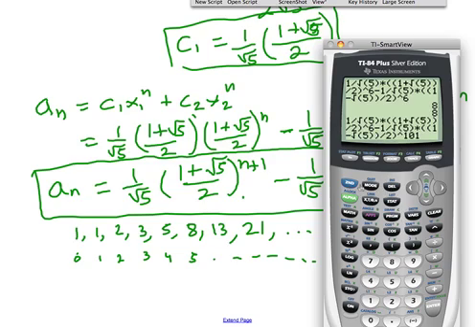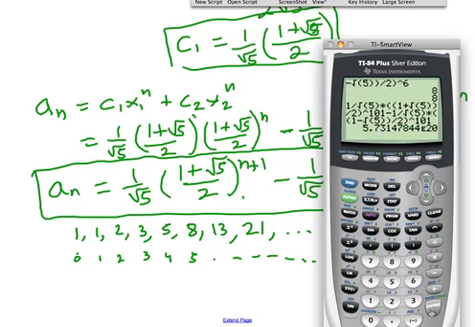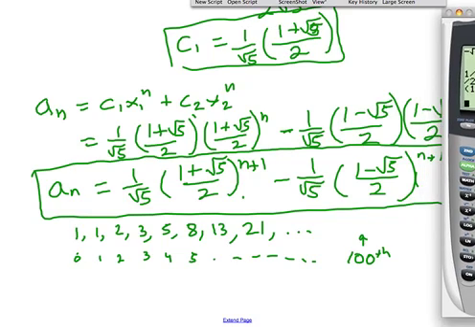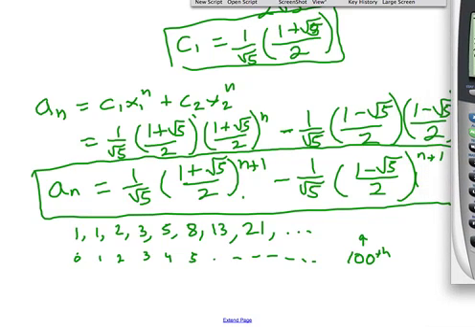I need to insert 101 and delete that 6. What did I do right there? I need to insert the minus. Let's see what happens. Oh, so we get a very large number for the 100th term. But you can see that our formula works. And now you can use the formula to find any term in the Fibonacci sequence without having to write out the entire sequence.